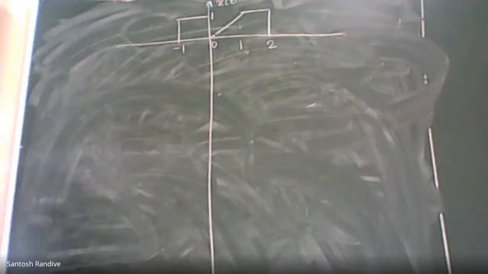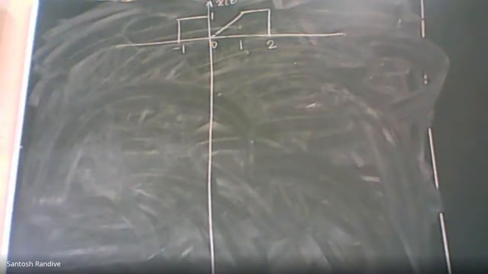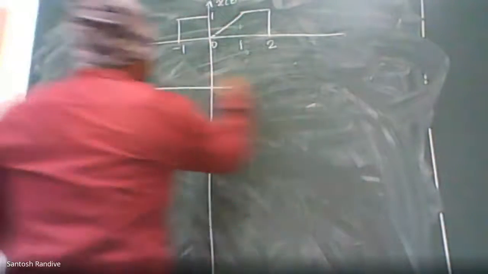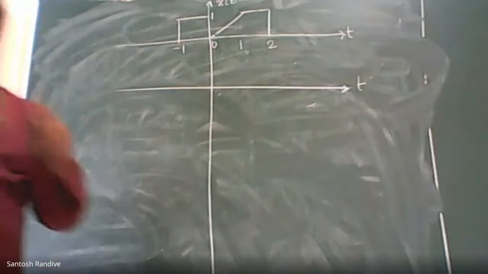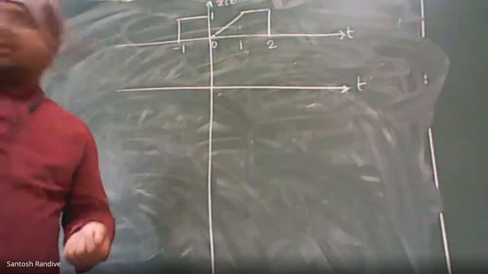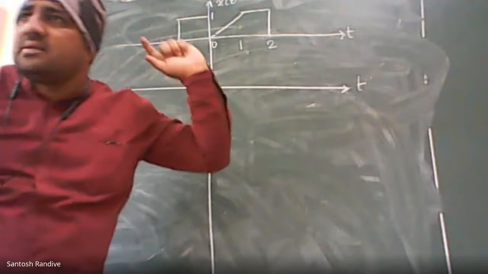Now the signal is given to you. They have asked you what is the even and odd component of this signal. So what is my first target? Always write t here. While drawing the axis, you have to write which axis this is, and what the points on the axis are.